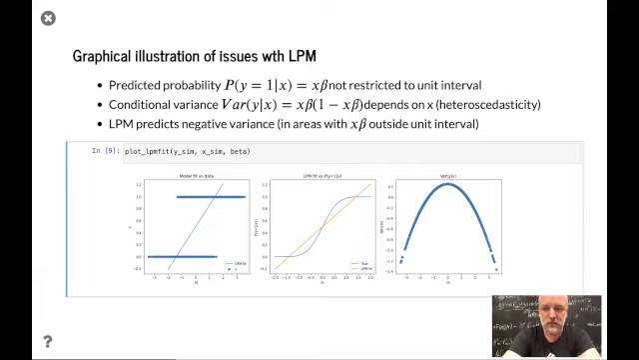econometric models. And it would make any attempt to do weighted least squares using our estimates for the conditional variance as weights infeasible. So this is illustrating some of the issues with the LPM graphically.